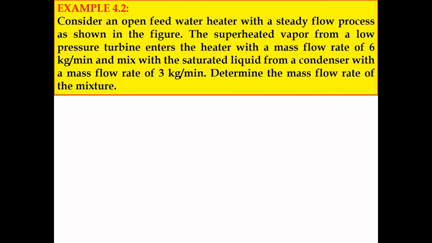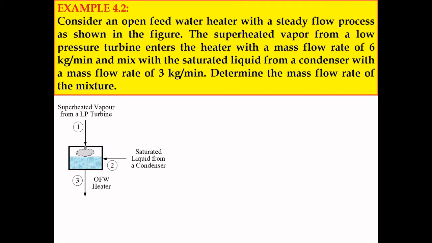Now example 4.2. We want to look at a simple example of the mass balance equation. The problem involved is an application of the mass balance equation. Consider an open feed water heater with a steady flow process as shown in the figure. The superheated vapor from a low pressure turbine enters the heater with a mass flow rate of 6 kg per minute and mixes with the saturated liquid from a condenser with a mass flow rate of 3 kg per minute. Determine the mass flow rate of the mixture.